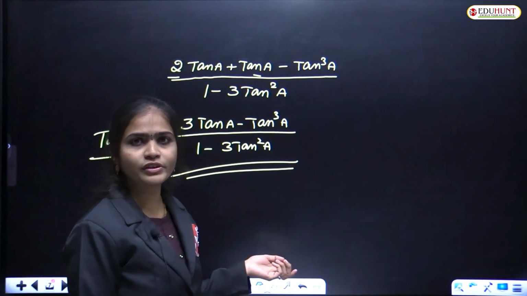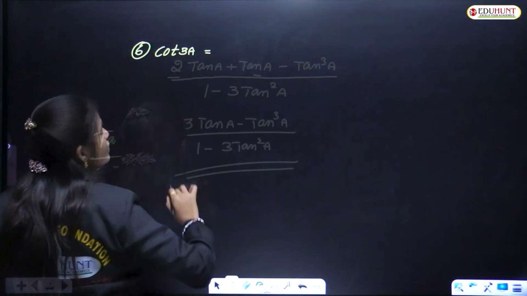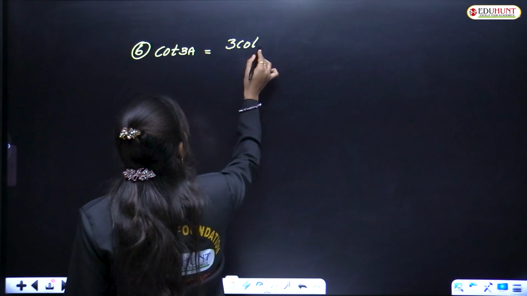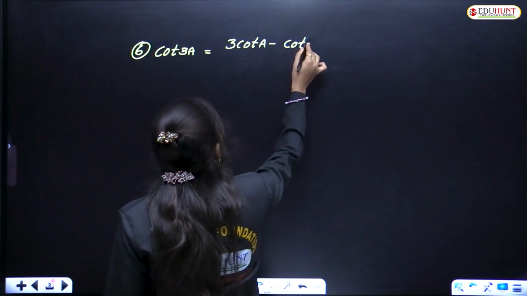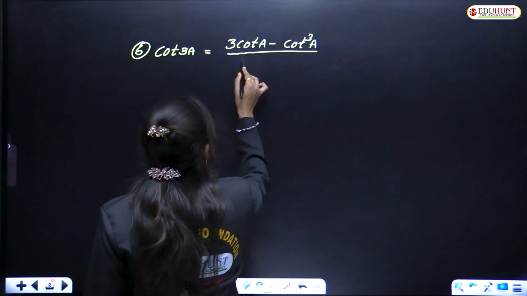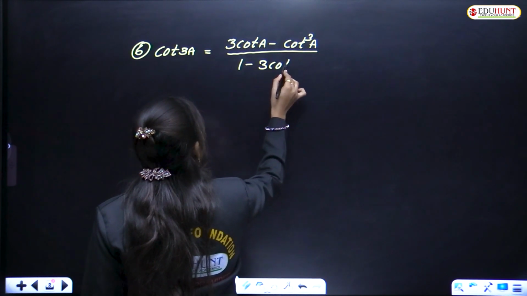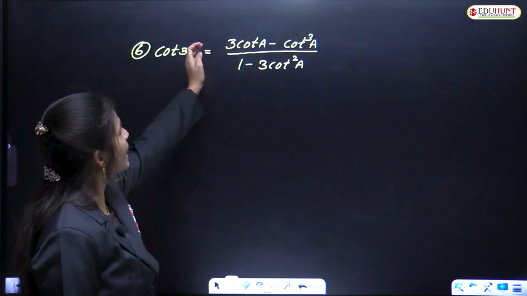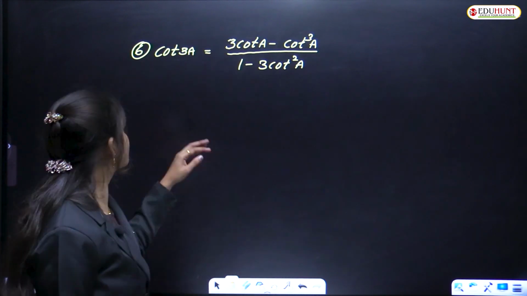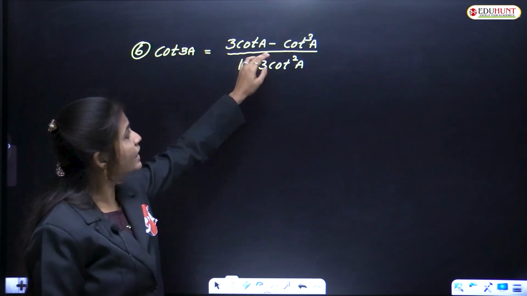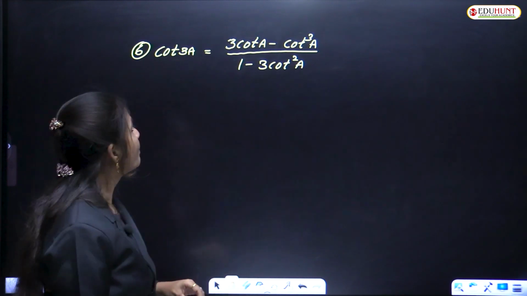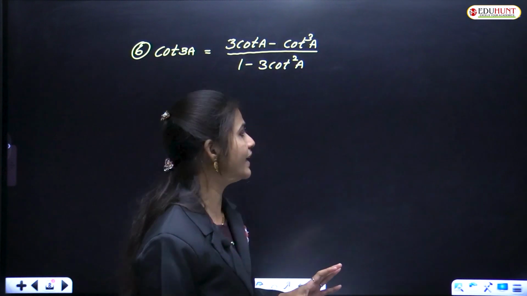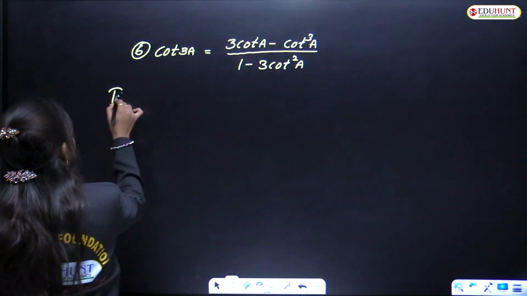Okay, next we have to go for the cot 3a formula. So cot 3a is equal to 3 cot a minus cot cube a whole by 1 minus 3 cot square a. So just like the tan formula, this is also the same, but in place of tan we have cot. Once again, see that cot 3a is equal to 3 cot a minus cot cube a by 1 minus 3 cot square a. So that is the formula for cot 3a. So let us see the proof here.